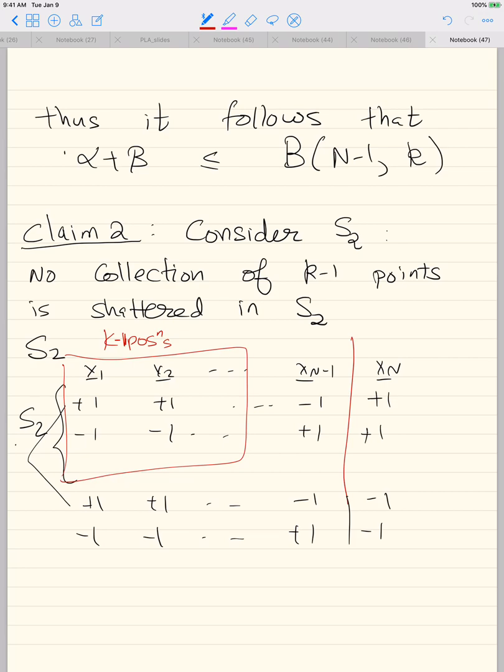So you're saying that suppose there is a collection of k minus 1 points such that all 2 to the k minus 1 vectors are observed. Let's say, for the sake of argument, that is the case. Why will that lead to a contradiction in our definition of S? So what we want to say is that we cannot have in S2 any k minus 1 positions where all 2 to the k minus 1 vectors are seen in S2. Because if that happens, then we will lead to some contradiction in the definition of S.